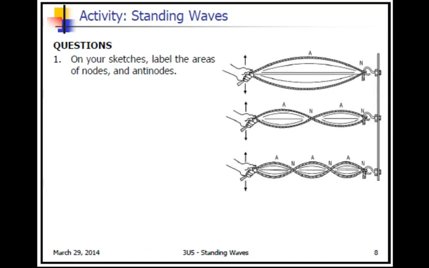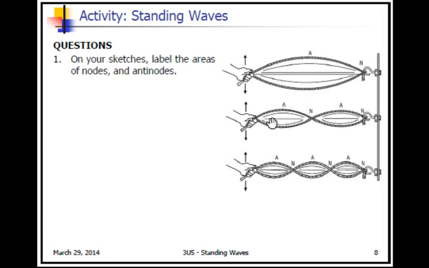This sketch here shows three different standing wave patterns, and we're asked to label the areas of the nodes and the antinodes, so I'll just talk through it here. A is our antinode, so this is an antinode part. It's at the center of the single loop. The N is at the end, at the fixed point.